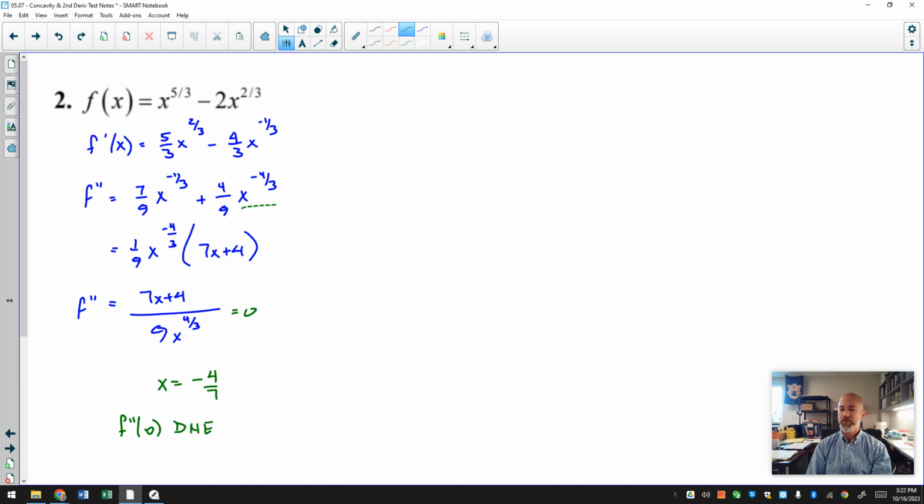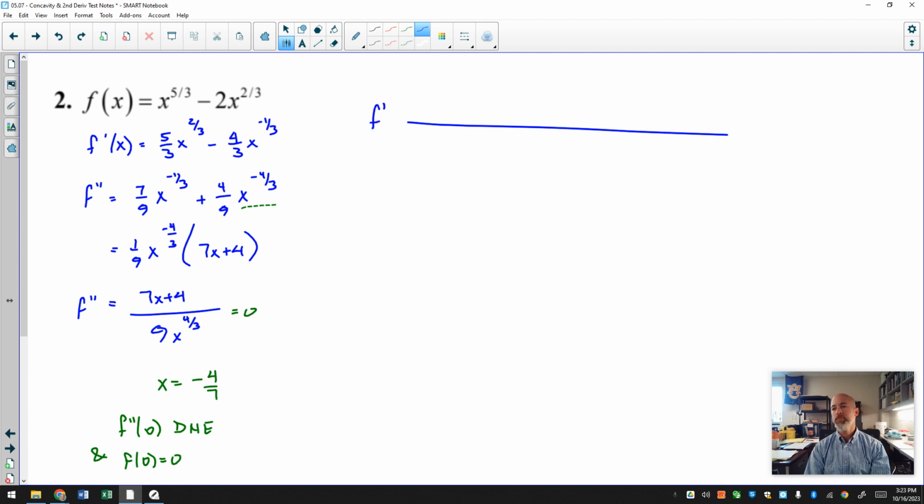And if my second derivative does not exist, I now am curious, does my function exist? And it does. If I plug 0 into f, f of 0 is 0 to the 5/3 minus 2 times 0 to the 2/3. That is 0. It is a defined point on the curve. And so that's an important thing to recognize.